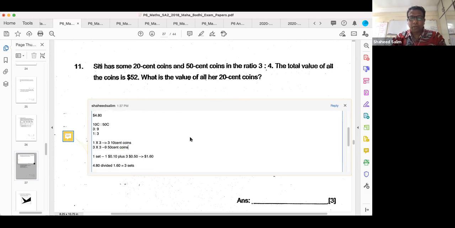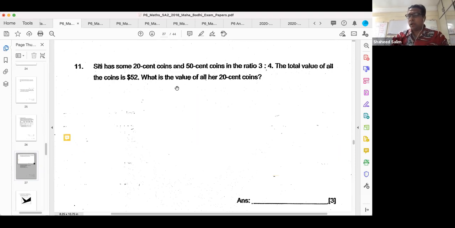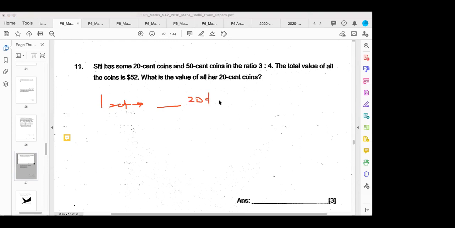Okay, let us see. So down here now, I want you to do the same thing. I will write down the steps for you, then I will check. You try number 11. The answer is not 20. Count in terms of set. How many 20-cent coins? You write down, you fill in.